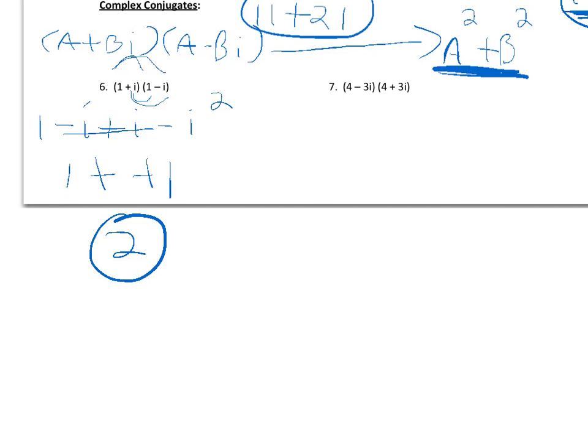Here's the shortcut, a squared plus b squared. Well, in this case, a and b are both 1. So it's just like saying 1 squared plus 1 squared. That still gives us 2.